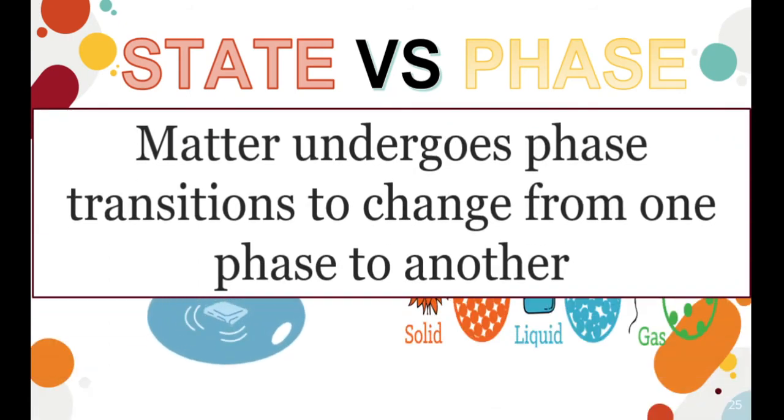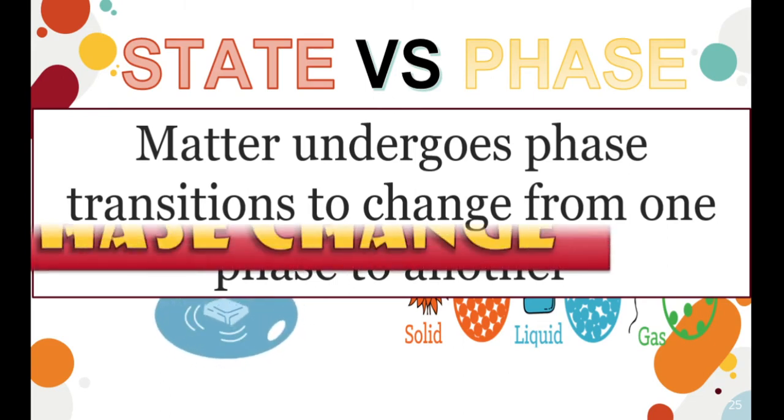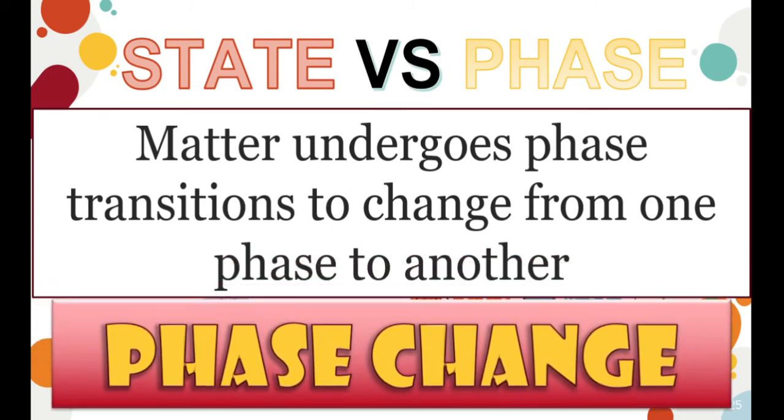Now, why does matter undergo different phases? Because matter undergoes phase transitions to change from one phase to another. Just like this water, the ice, it melts. The ice is solid. When it melts, it becomes liquid, and then if it becomes water vapor, it's gas. So we will talk about this in our next lesson, which is called phase change. This is the change in phases.